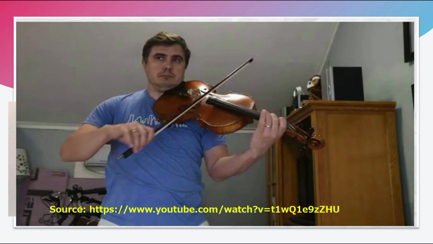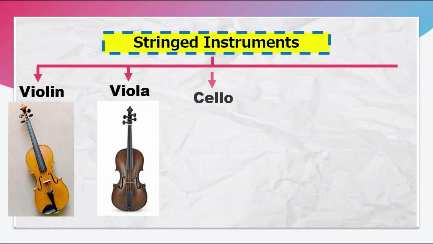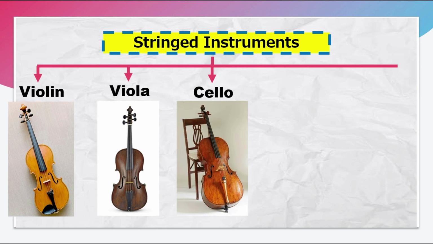Okay, next we have what we call cello. Cello looks like the violin and viola but is much bigger and has thicker strings than either the violin or viola. Of all the string instruments, the cello sounds most like a human voice and it can make a wide variety of tones from warm low pitches to bright higher notes. So here is a sample.